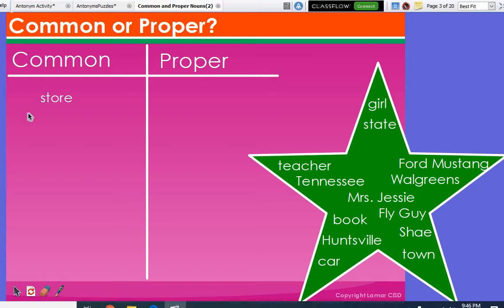Yeah, store is just a common noun. That's not the name. When you're going to the store, that's not the name of the store. That's just what it is. So it's not a name. Do you see on this green star there is a name of a store? Do you guys see a name of a store? There it is. Walgreens. Walgreens would be a proper noun because that's the name of the store. Store is just common. It could be any old noun. But Walgreens is that specific name of that store, so that makes it proper.